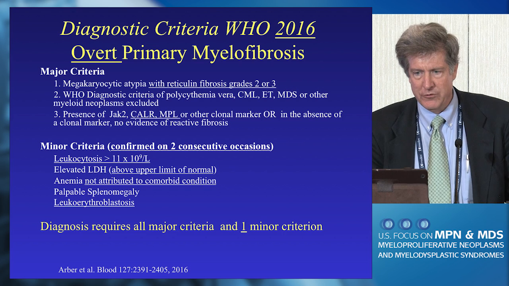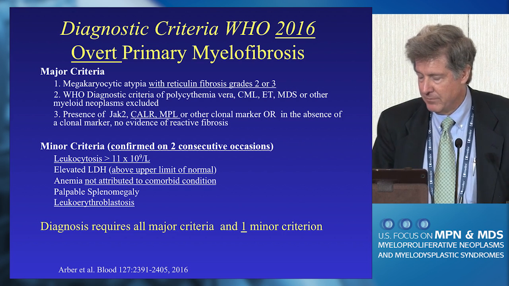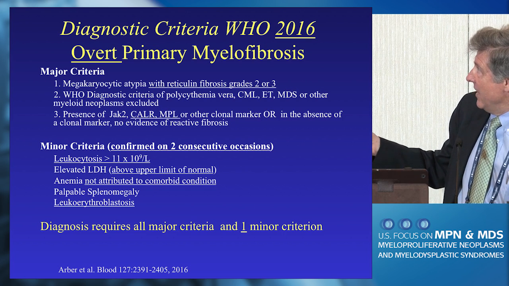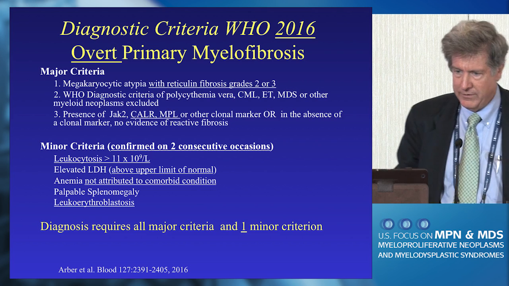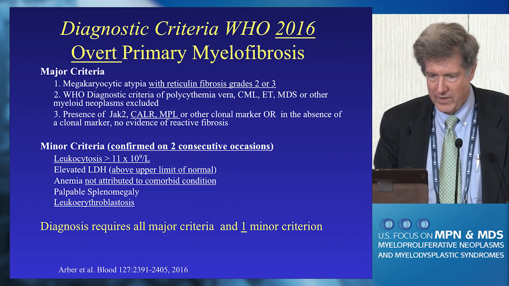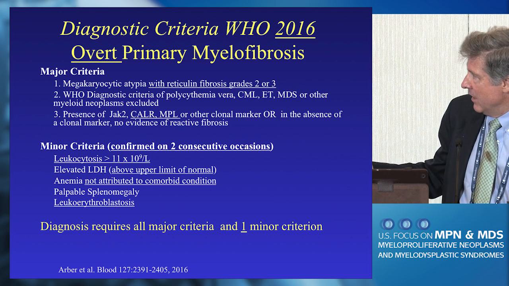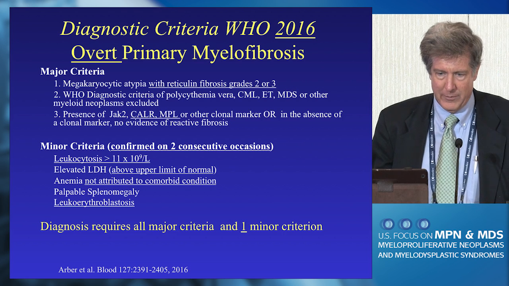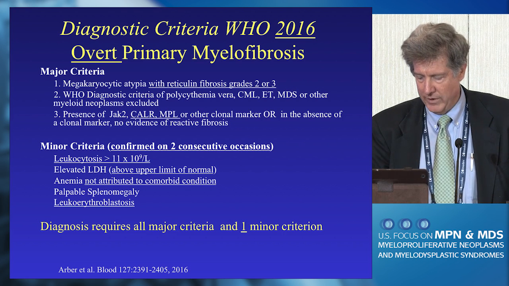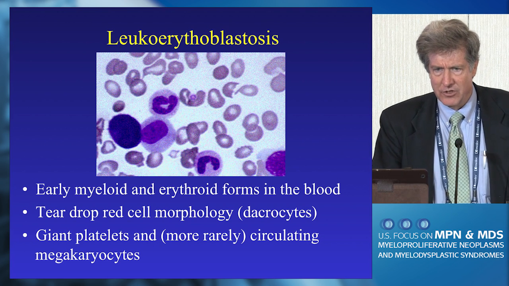This is distinguished from overt primary myelofibrosis now by requiring, with overt primary myelofibrosis, having grade 2 or 3 fibrosis, and also adding in an additional minor criterion of leukoerythroblastosis. And to make the diagnosis, you need all the major criteria and 1 of the minor criterion.